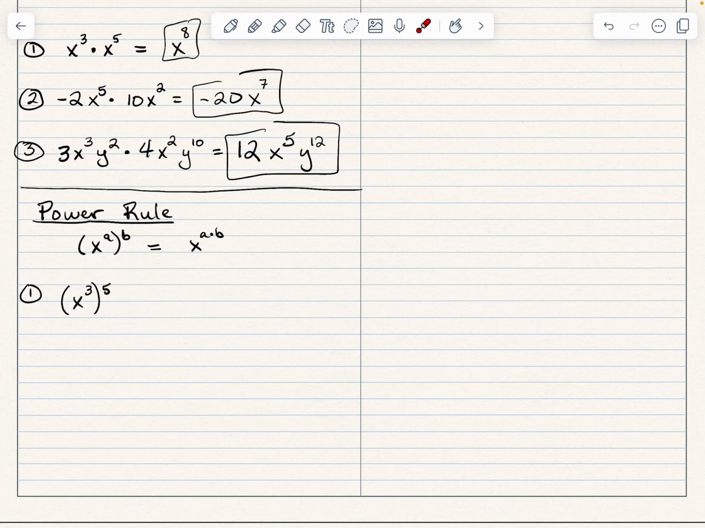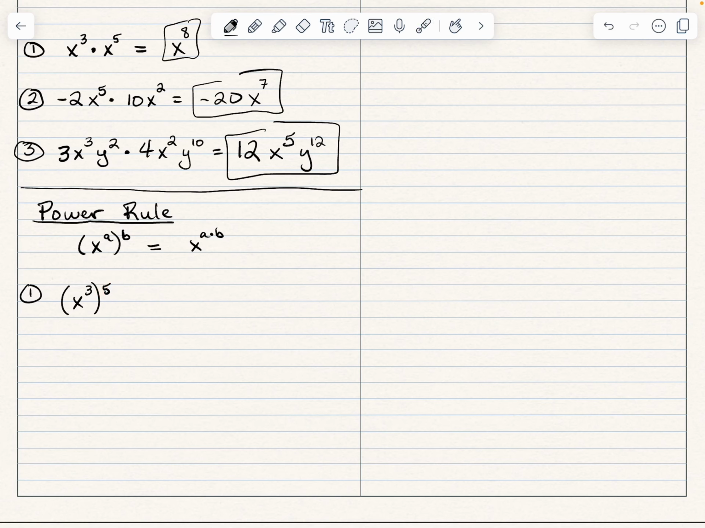So I have a is equal to 3, and b is equal to 5. Well, this answer is going to end up being x to the 3 times 5, which is x to the 15th. Okay, but I'm going to show us where all that comes from and how we use the previous rule, the product rule, to come up with the power rule. So we're not going to have to do this every single time, but this is where the rule comes from.